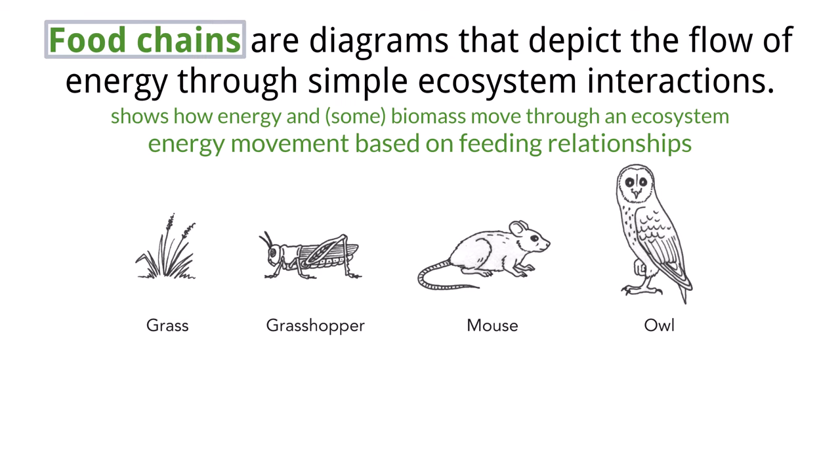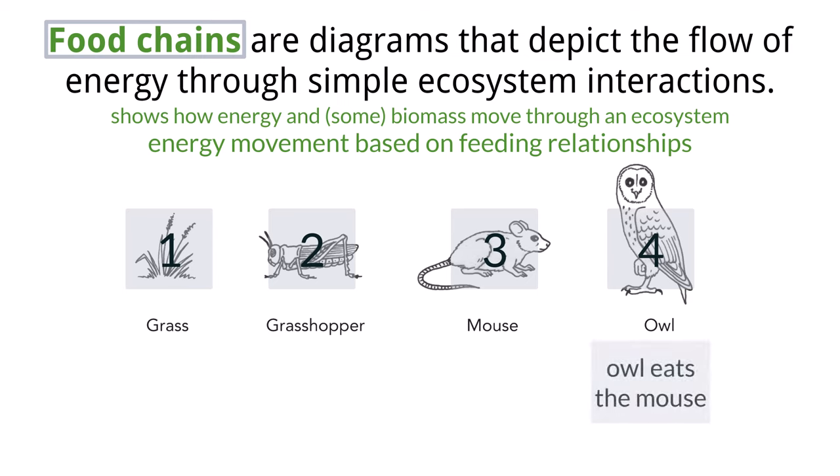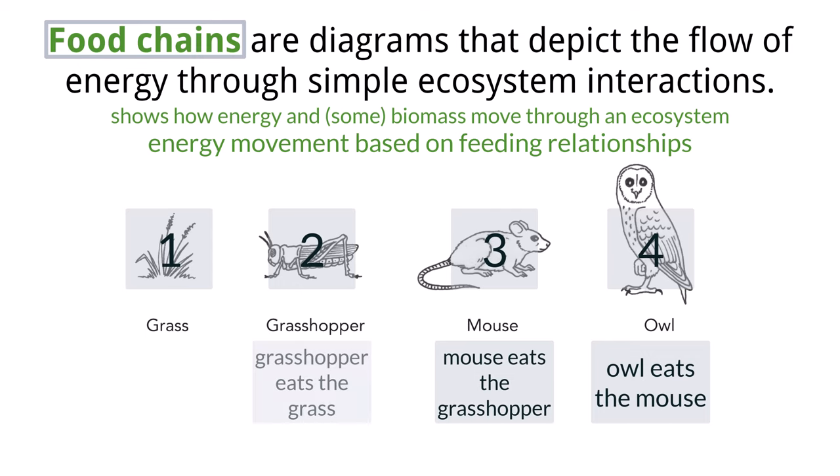Looking at this example, we can see that we have four organisms, which are grass, a grasshopper, a mouse, and an owl. If we take a look at the feeding relationships between these organisms, we can say that the owl will eat the mouse, the mouse, if it's a certain species like a northern grasshopper mouse, will eat the grasshopper, and the grasshopper will eat the grass. So we know who is eating who.